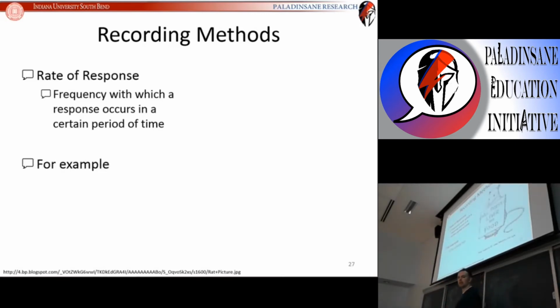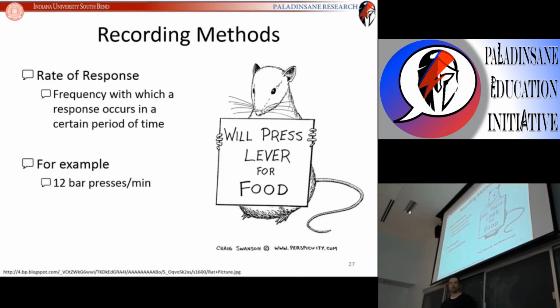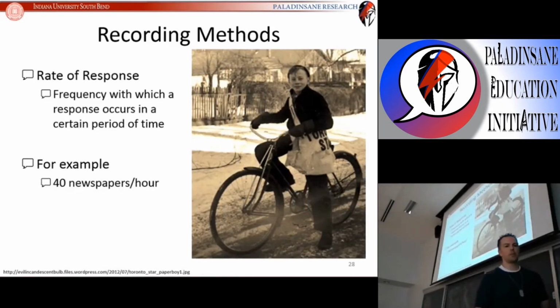So an example of a rate of response, you might train a rat to press a lever, and they might do 12 bar presses per minute, and that's their rate of response. They got 12 bar presses during a certain period of time, 12 bar presses a minute. If you're an old-timey newspaper boy, you might deliver 40 newspapers in an hour. That's also a rate of response. The delivery of a newspaper is the response. You do 40 of those in an hour.